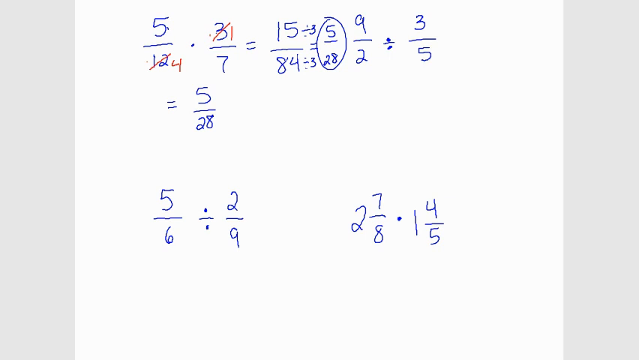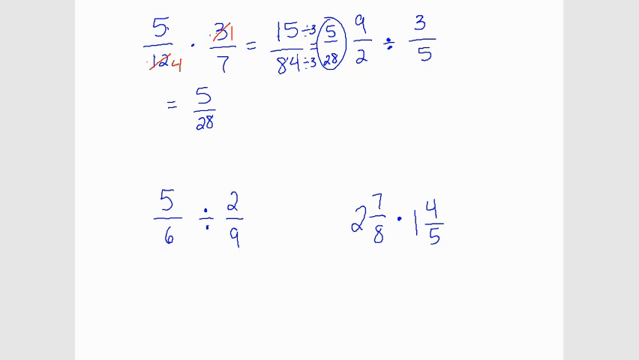All right, and if I didn't do that, 15 and 84, well, I know that they have a common divisor of 3 by using my divisibility tricks. 1 plus 5 is 6. That's divisible by 3. And 8 plus 4 is 12, which is also divisible by 3. So I would want to divide each of these by 3.